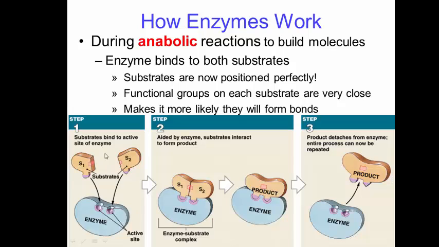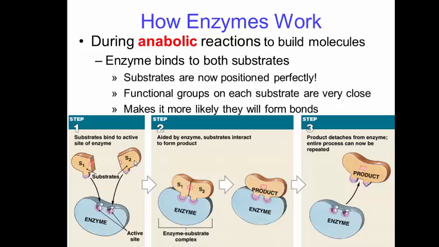Actually, it's a question. I want to ask you, what do you think the chances are that substrate 2 and substrate 1 would bump into each other at just the right orientation, such that these little pink areas would be right next to each other? What are the chances that that would happen without the enzyme? What are the chances that those two things would come together at just the perfect orientation so that a bond could form between them? And if you said that the chances are very low that that could happen, you're right.